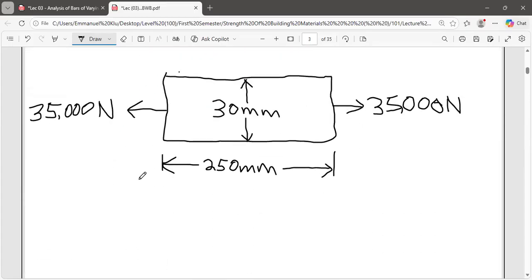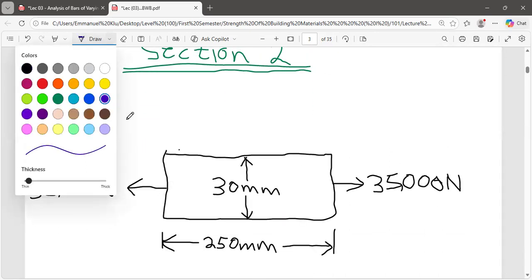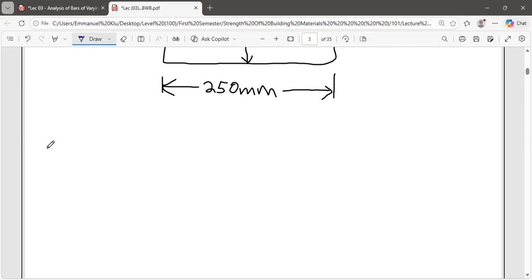From here, we can now calculate for the stress and we are good to go. We already know the formula for the stress. This is the stress in section 2, and we already know that our stress is equal to load over area. But in this case, our area is unknown. So why don't we calculate for the area in this case?